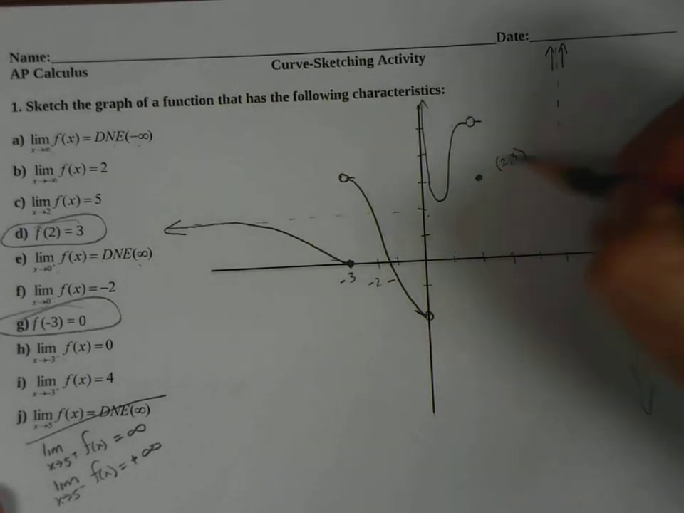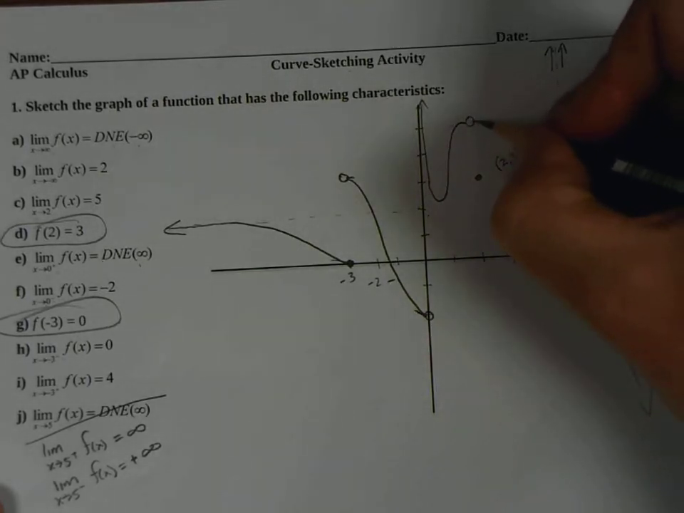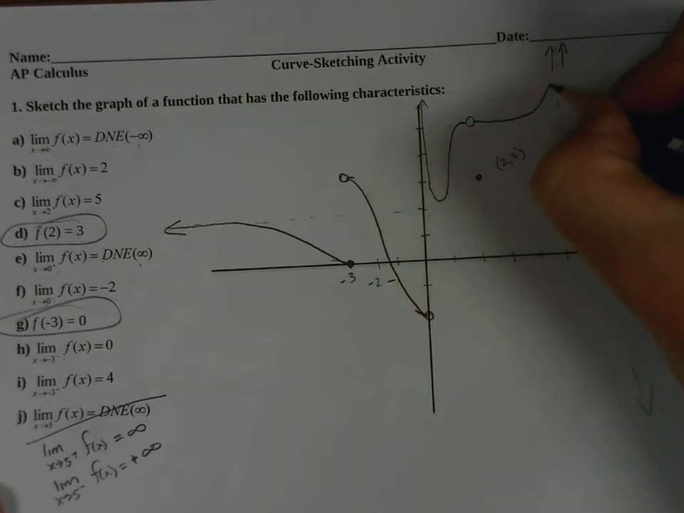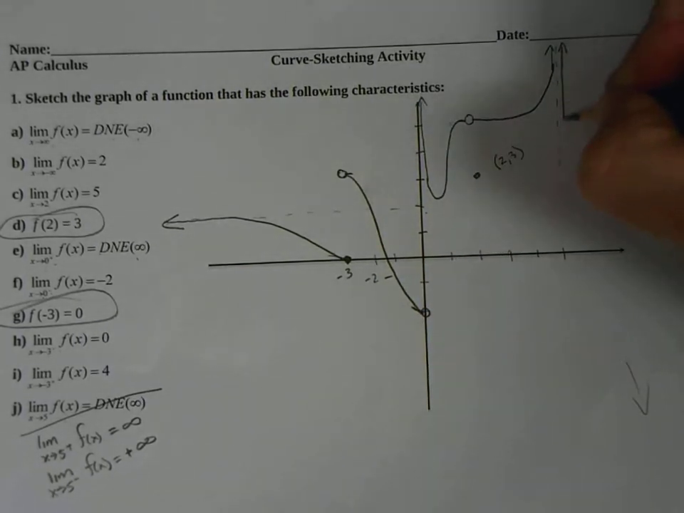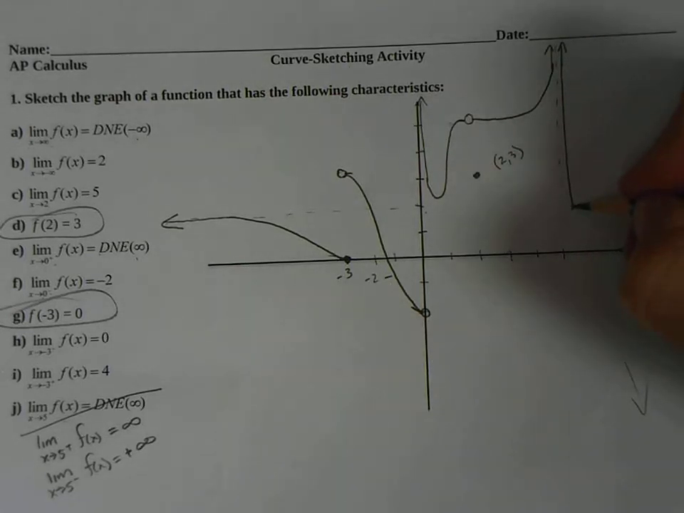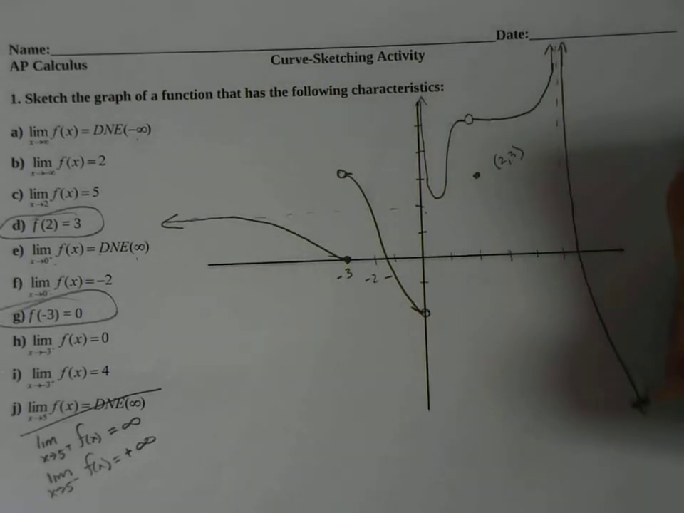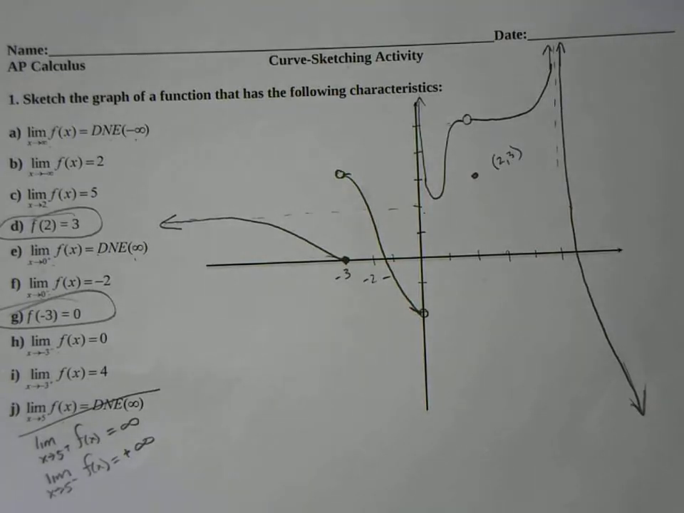I already took care of this ordered pair 2, 3, so I need to just connect up here. And then the last two bits. I suppose something like that will work. Oh, it's pretty ugly. Let's make sure everything's correct.